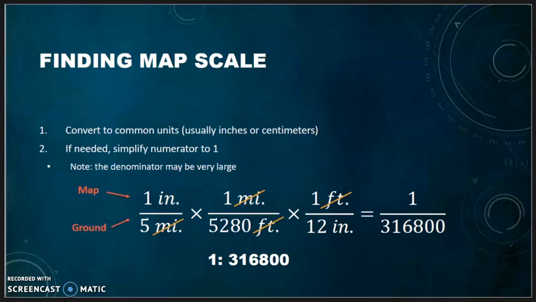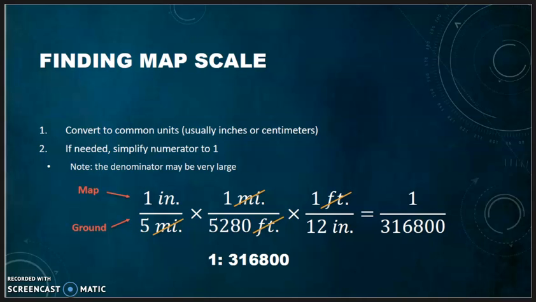So finding map scale, again, we want to make sure that we've converted our representative fraction into common units. So in this example, again, we have 1 inch to 5 miles. So 1 inch on the map equals 5 miles on the ground. So we want our representative fraction to represent that. And again, it doesn't really matter which units, but usually we'll do it to the map distance just to keep things consistent. So that'll usually be inches or centimeters. And if needed, we'll need to simplify that numerator to 1. In this case, we won't need to do that.